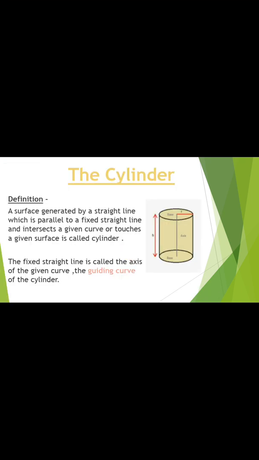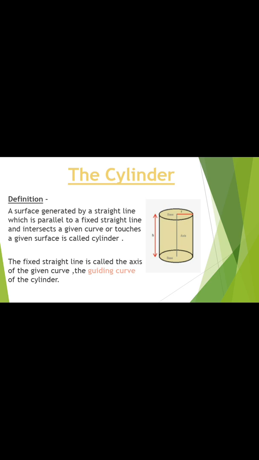First of all we'll know what a cylinder is. Here is the definition of the cylinder. A surface generated by a straight line which is parallel to a fixed straight line and intersects a given curve or touches a given surface is called a cylinder.